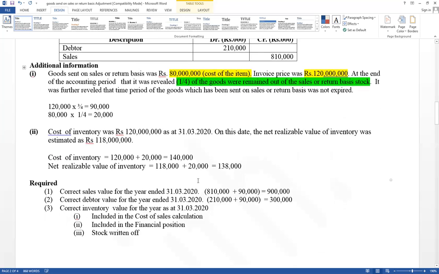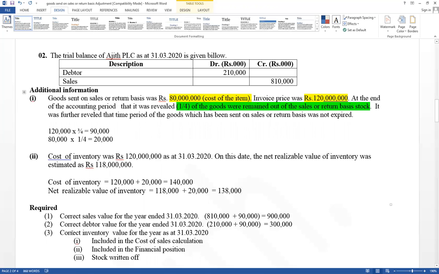Now think how to disclose on the financial statement. There's the correct inventory value for the year end 31st March included under cost of sales calculation. Under cost of sales calculation, based on matching concept, cost value should be included. Therefore, here cost value is already calculated. Correct cost value equals 140,000.